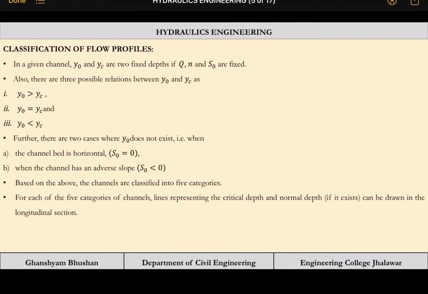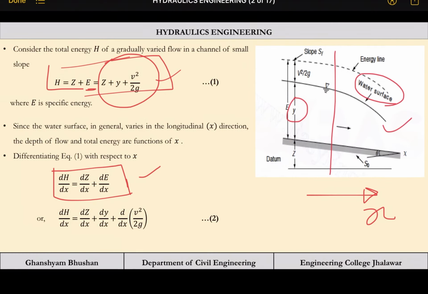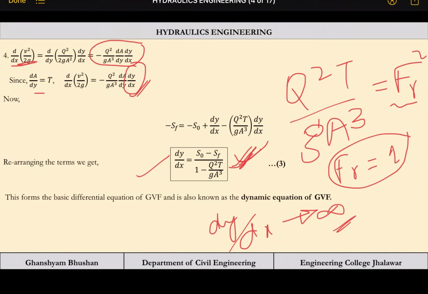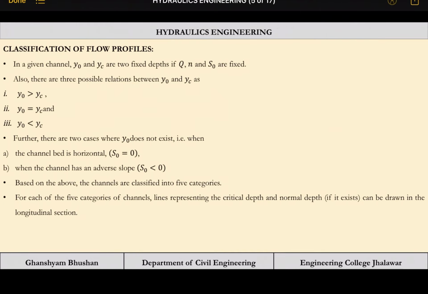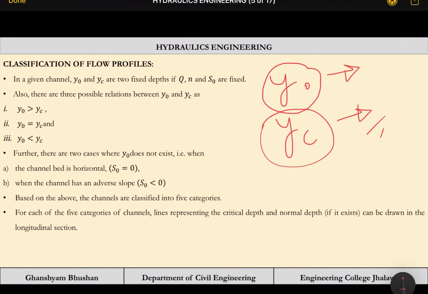Now how are we going to classify the flow profiles? In a given channel, y0 and yc are two fixed depths. So yc we already know, it is the critical depth. y0 is the normal depth.